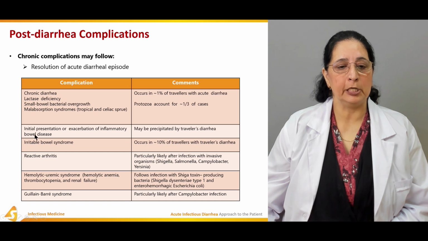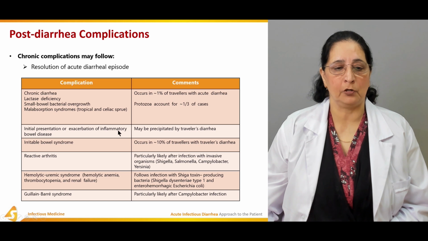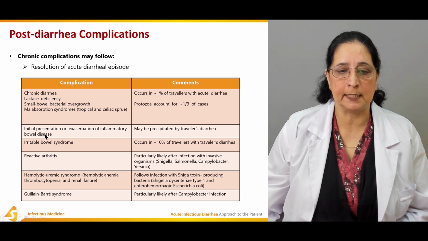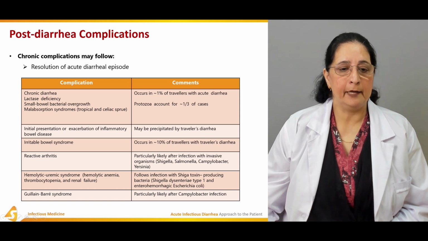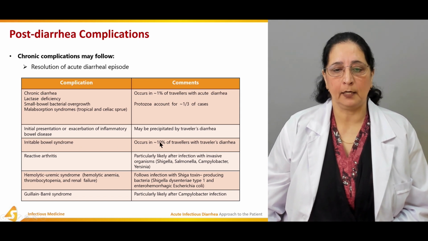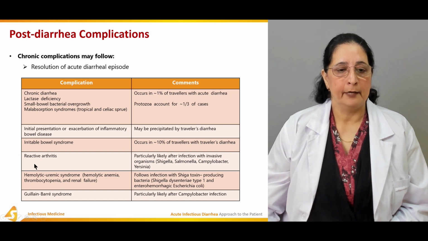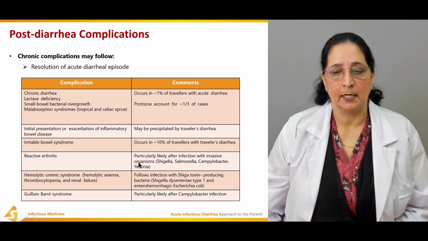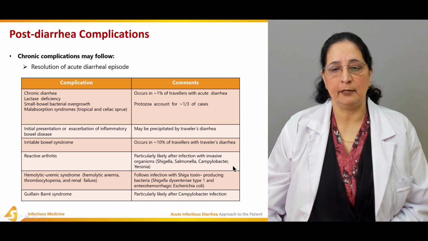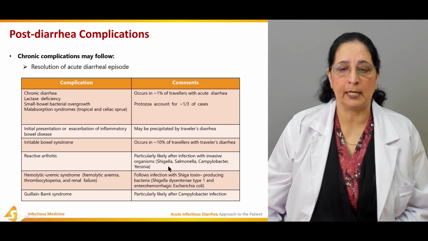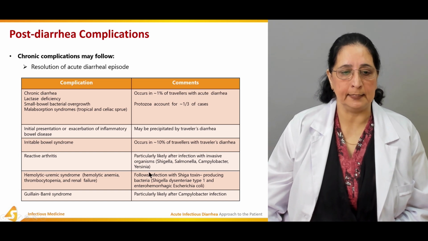Then another complication is initial presentation or exacerbation of inflammatory bowel disease, which may be precipitated by traveler's diarrhea. Irritable bowel syndrome occurs in 10% of travelers with traveler's diarrhea. Reactive arthritis is particularly likely after infection with invasive organisms: Shigella, Salmonella, Campylobacter, Yersinia.